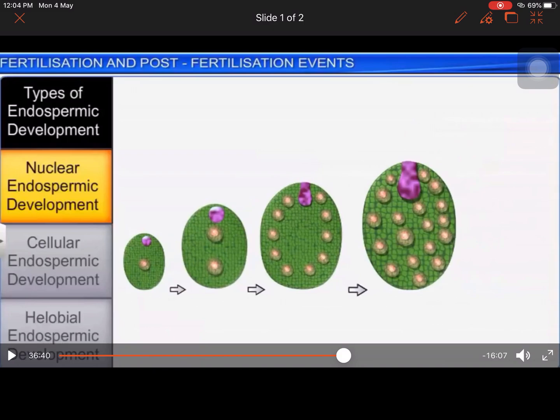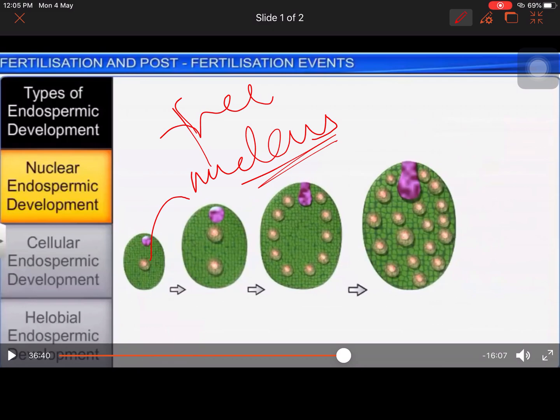Again, I am going to explain the free nucleus stage. Whenever the term free nucleus is used, free nucleus means there is mitosis, a division of only the nucleus. When the term free nucleus is used, it means the cell is one and the nuclei are being divided again and again. So that is the term called free nucleus.